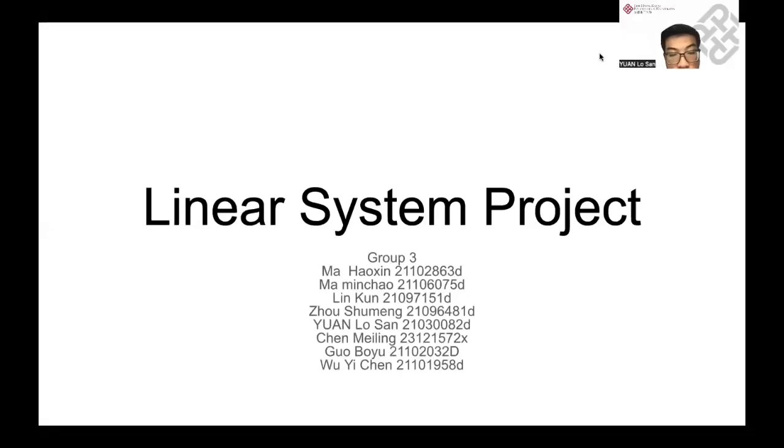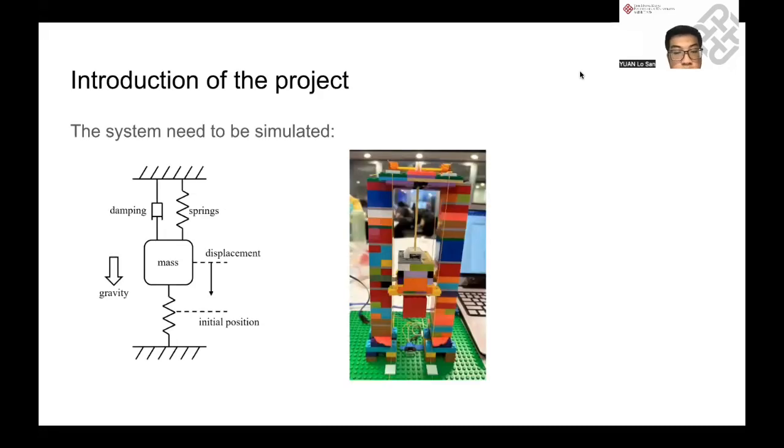In this video, I'd like to talk about our linear system project. In the project, we use the Lego part blocks to build out the mass damping spring system. After that, we use the sensor and the Arduino software to record the displacement versus time graph by putting the mass and releasing it at different positions.